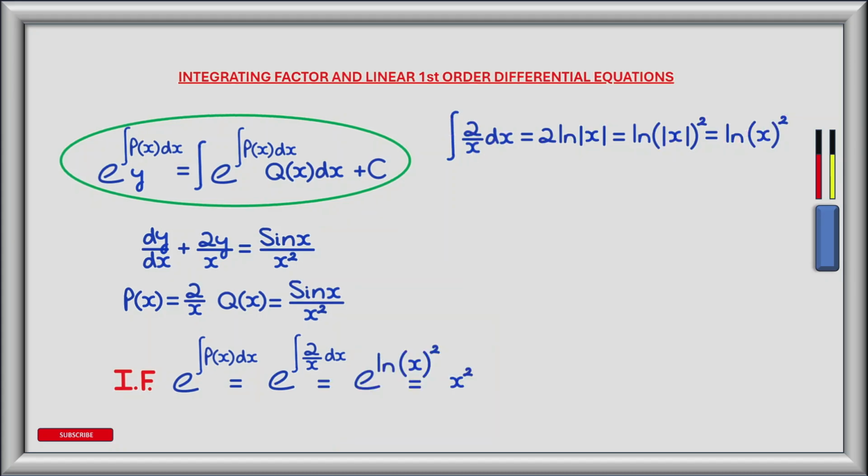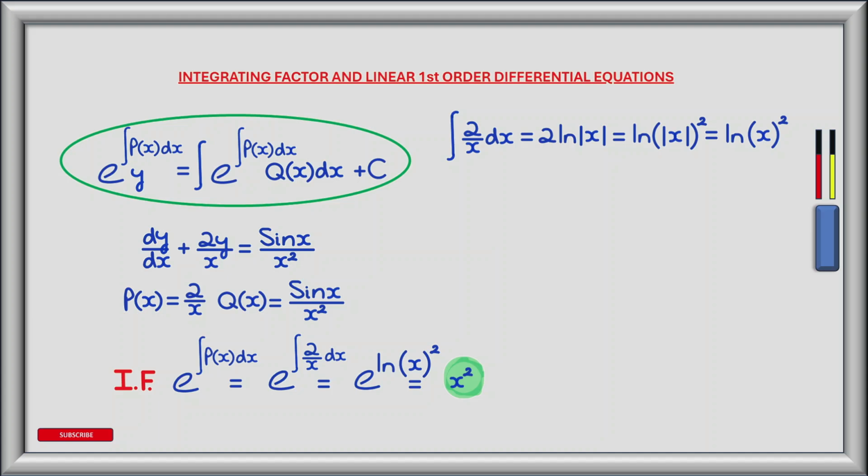So now, returning to our integrating factor, we can replace the integral of 2 over x dx with the natural log of x squared. So we have e to the power of the natural log of x squared, which simplifies to x squared. And so in this example, our integrating factor is x squared.